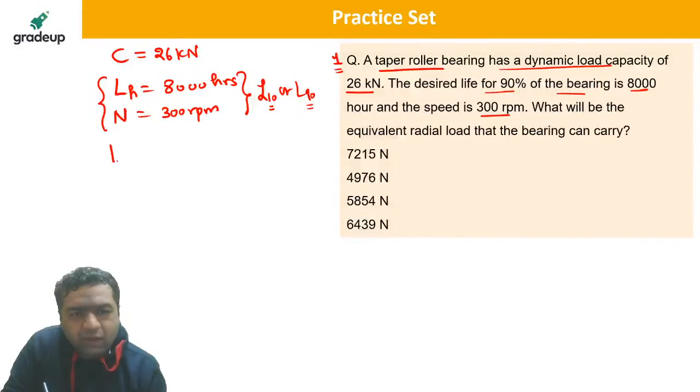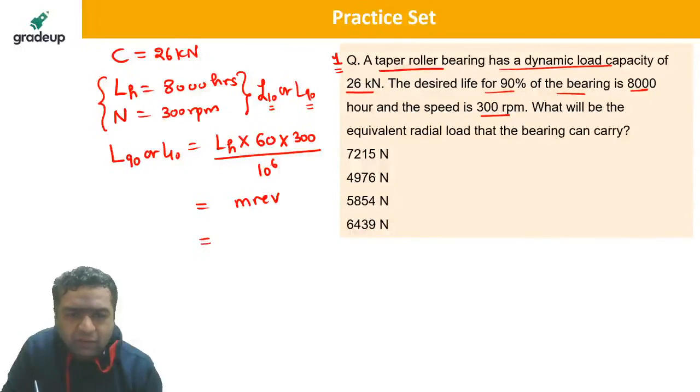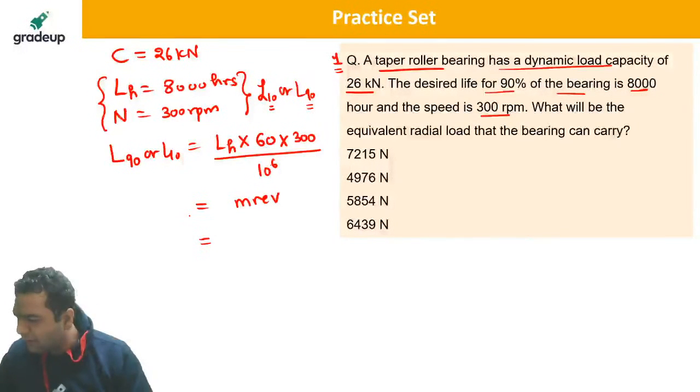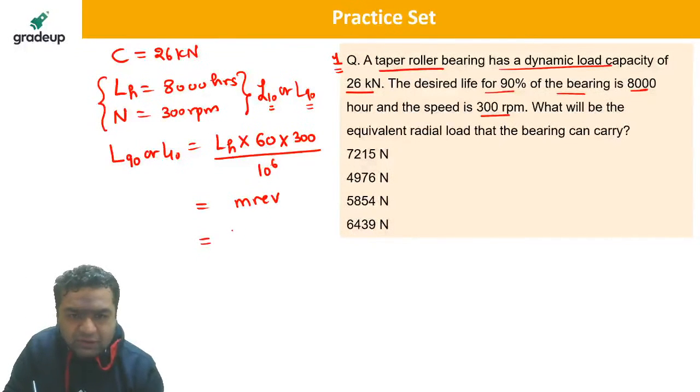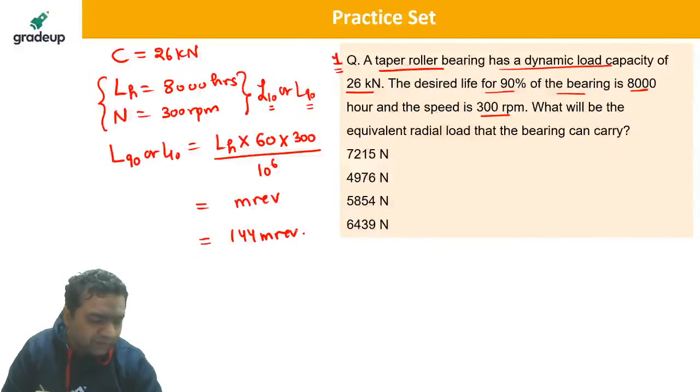When you convert the life into millions of revolutions, L90 or L10, you know the formula. First of all, LH is the number of hours. When you multiply it by 60, it becomes the number of minutes. When you multiply it by 300, it becomes the number of revolutions. When you divide it by 10 to the power 6, it becomes the number of millions of revolutions. So first of all you will find this. The life will come out to be 144 million revolutions.